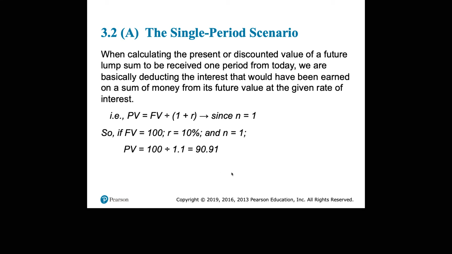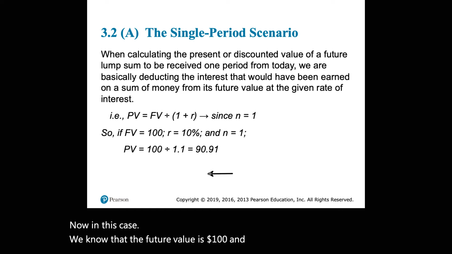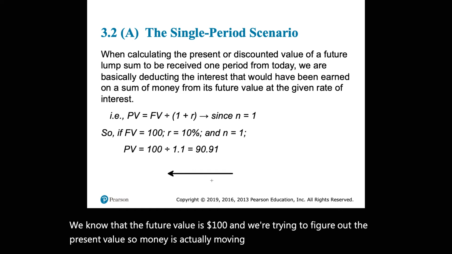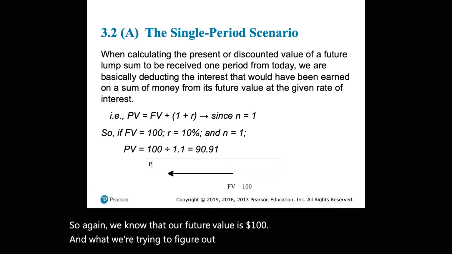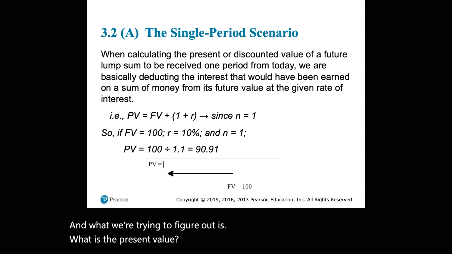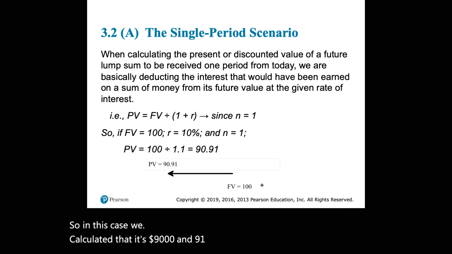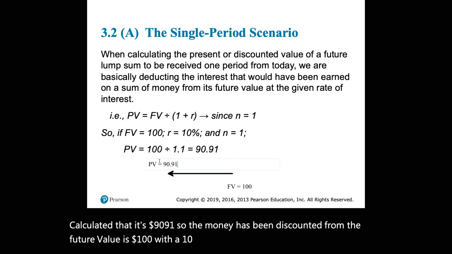So now in this case, we know that the future value is $100, and we're trying to figure out the present value. So money is actually moving backwards. So again, we know that our future value is $100, and what we're trying to figure out is the present value. So in this case, we've calculated that it's $90.91. So the money has been discounted from the future value of $100 with a 10% discount rate to a present value of $90.91.